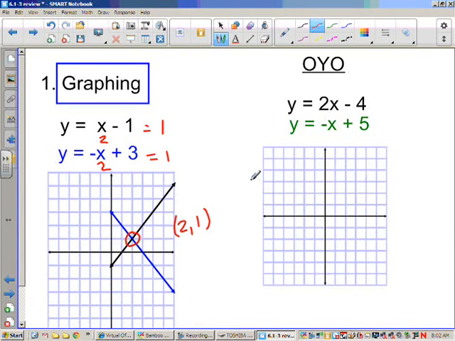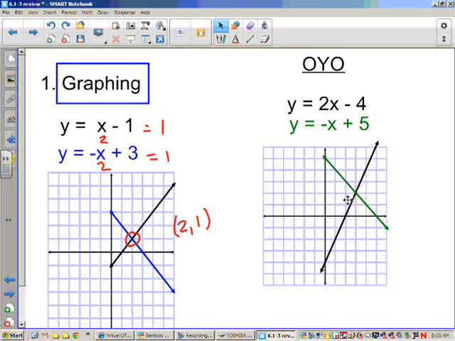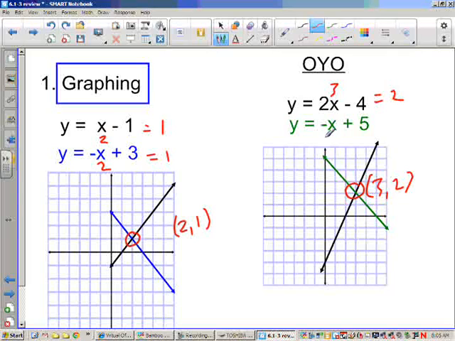Why don't you try this one on your own, hit pause. Okay, now you've had a chance. Let's go ahead and look at the top equation here. Starts down at negative 4, goes up 2 over 1, up 2 over 1. The green equation starting at positive 5 will go down 1, right 1, down 1, right 1. So if we look at our solution, it's going to be this spot right here. Has coordinates 3, 2. We plug those in, and that's a good idea to do. You get 6 minus 4, which is 2. You get negative 3 plus 5, it's 2. It works as a solution.